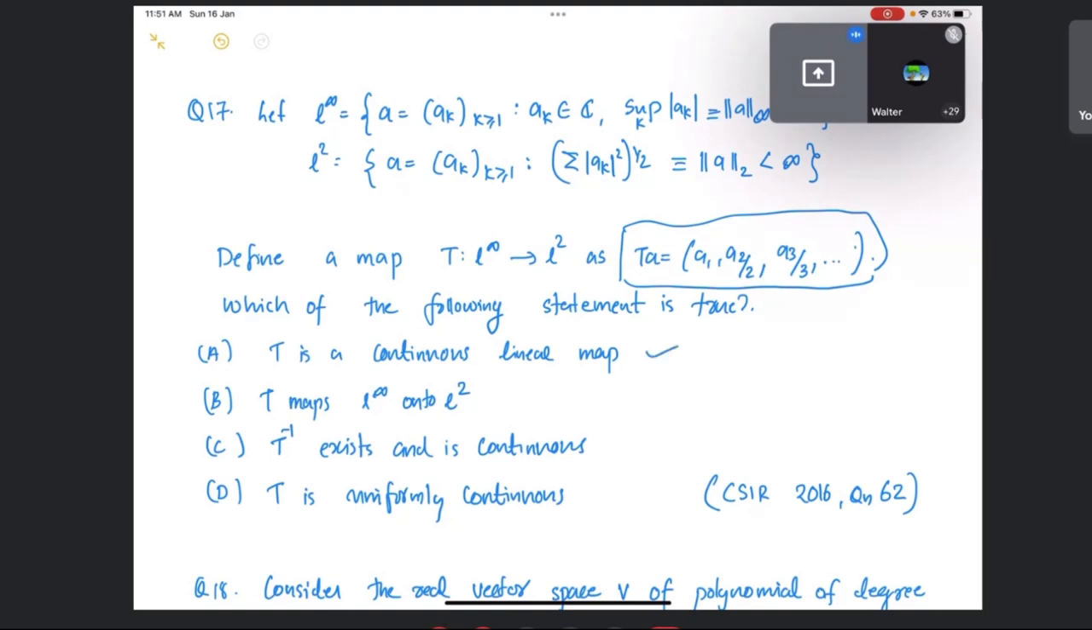I think you can easily answer that question, because continuity means boundedness. So will it be a continuous map? Can anyone answer that question? Yes, it is bounded, so continuous. Yeah, so it's bounded and it is continuous. So what about the second option? T maps L infinity onto L2.